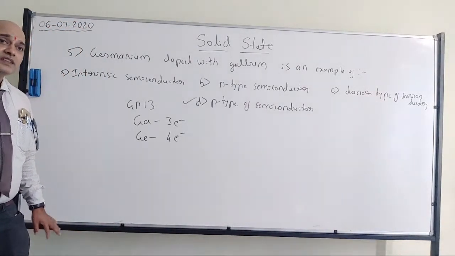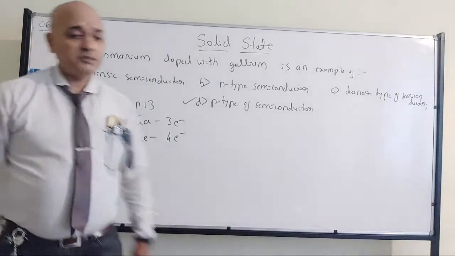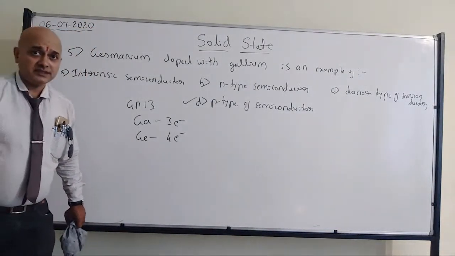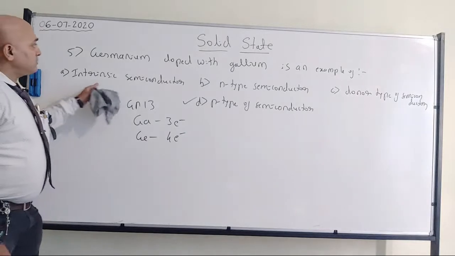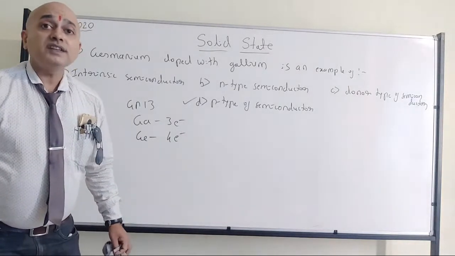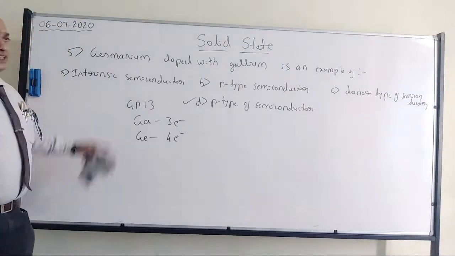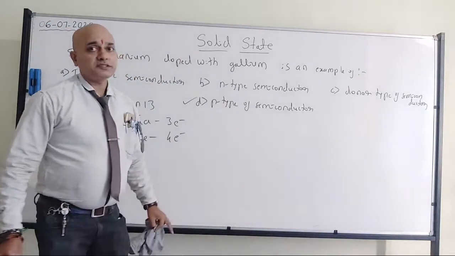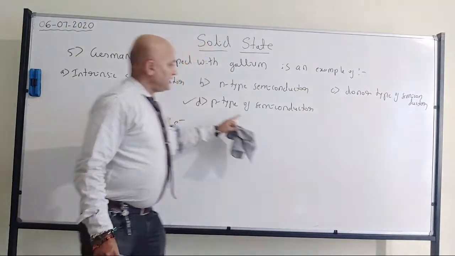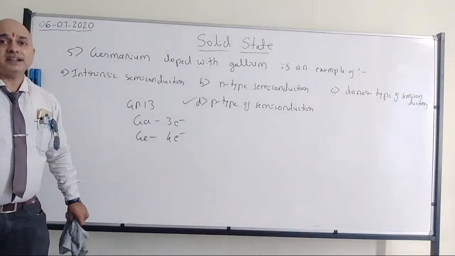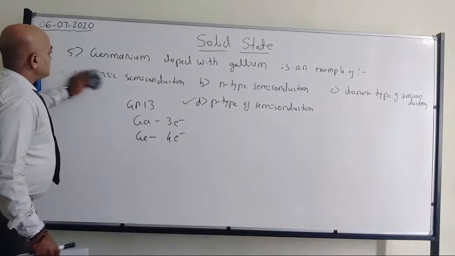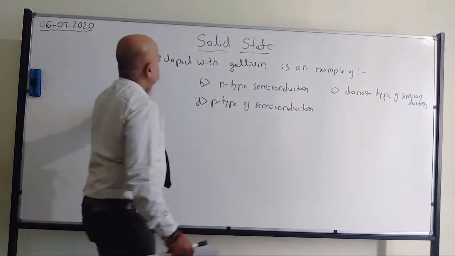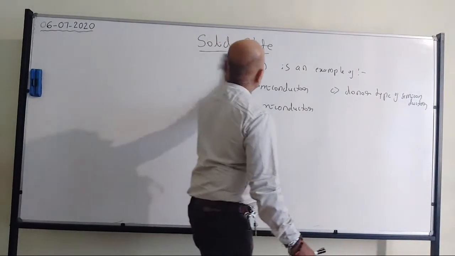All of you have understood? Intrinsic semiconductor cannot be the answer, because intrinsic means without doping; by itself it should have the conducting capacity, right? Selenium or germanium should not be mixed or doped with any other element, then it will lead to intrinsic. Here we are talking about doping, so it cannot be the answer. And N type also cannot be the answer. So this is a P type semiconductor, because gallium belongs to group 13, after aluminium.